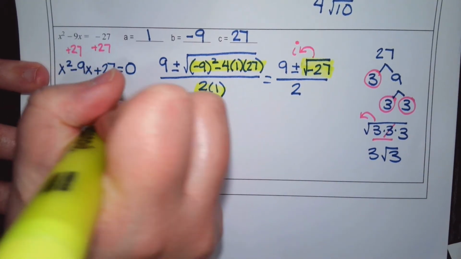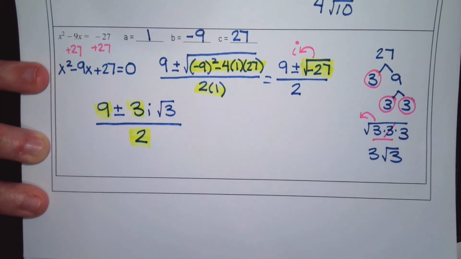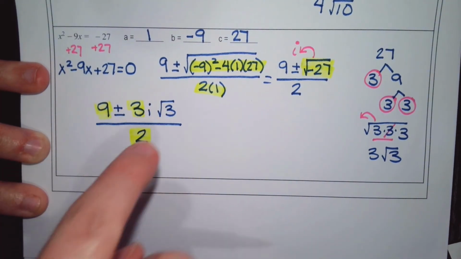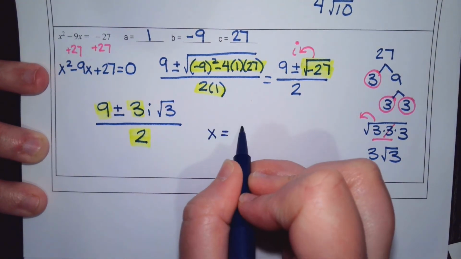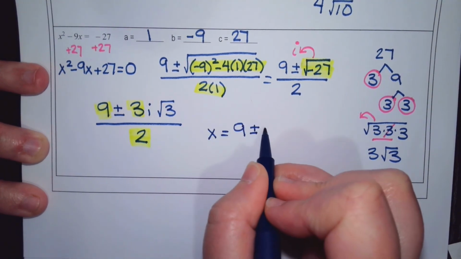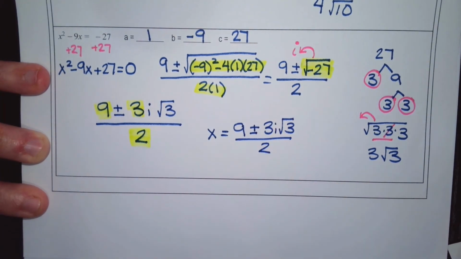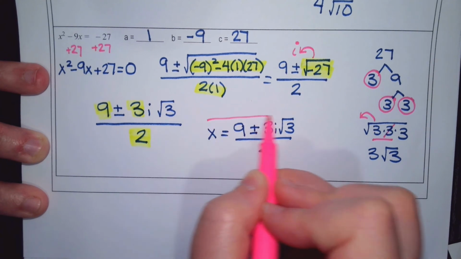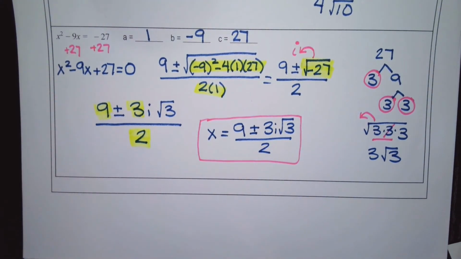We check to see if any of our numbers on the outside can be simplified. 9, 3, and 2. Those cannot get simplified any further. So x is equal to 9 plus or minus 3i root 3 all over 2. And there you have it, our dip into the quadratic formula.